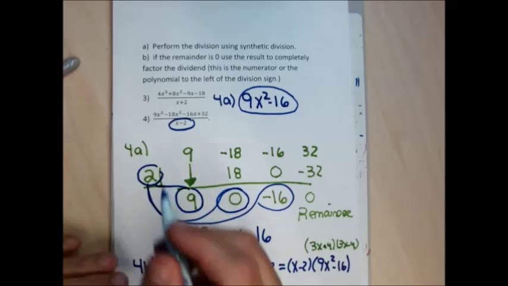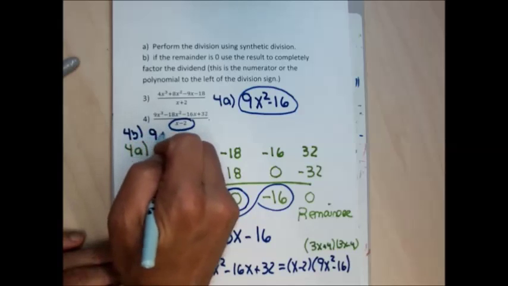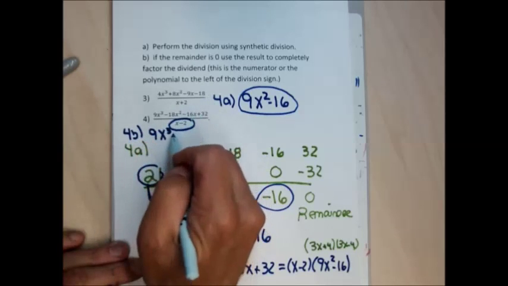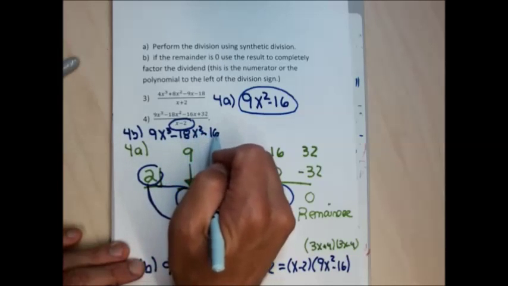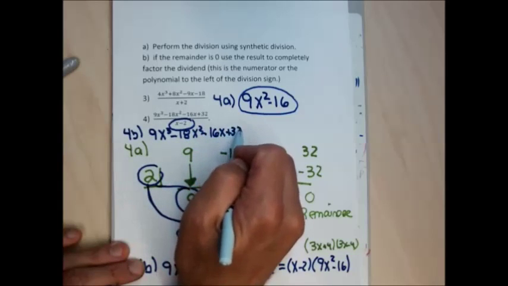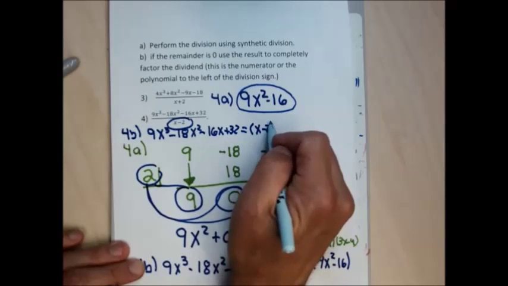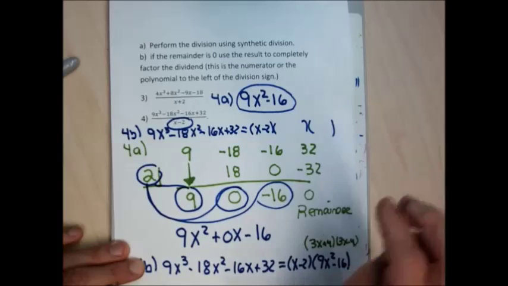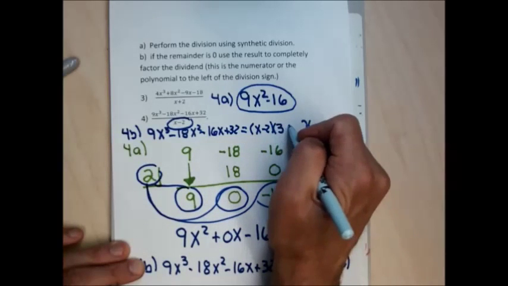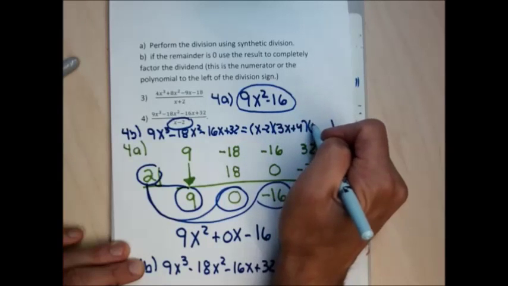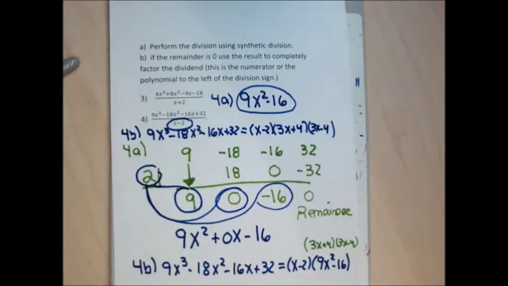So the answer to part 4b is that the numerator, 9x cubed minus 18x squared minus 16x plus 32, factors into the denominator x minus 2 times the factoring of 9x squared minus 16, which is 3x plus 4 times 3x minus 4. Now I'm completely done with 4b.